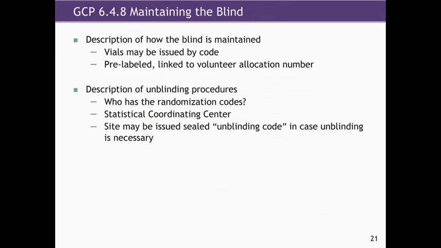So a protocol would also include details on how you would maintain the blind. So whether a product is coming in a blinded way, the vials may be coded, pre-labeled. There may be someone who is an unblinded vaccinator if the products look too dissimilar. But this would be described in the protocol, as well as a description of any unblinding procedures. Protocols always have unblinding procedures. It will describe who has the randomization codes, whether it's a coordinating center, and when, in what circumstances, you may break the blind and unblind the investigators and/or participants in the trial.